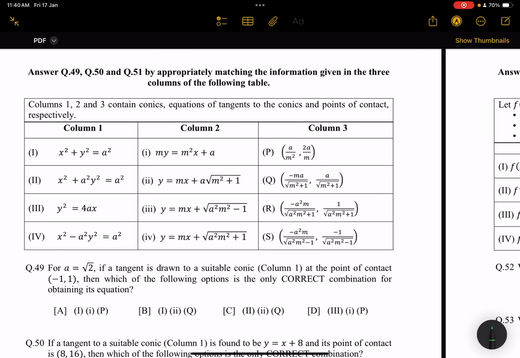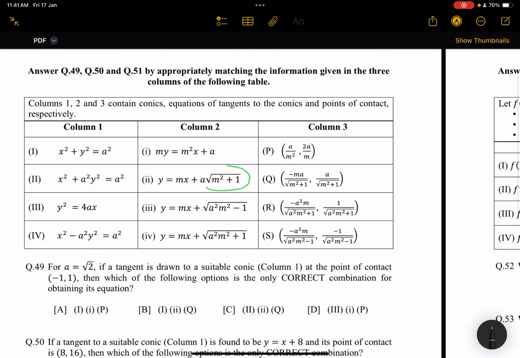Here in the first column, you have different conics given. This is a circle, this is an ellipse, this is a parabola, and this is a hyperbola. In column 2, we have the tangent equations given. In column 3, the corresponding points of contact at which the tangent touches the conic section. If you carefully observe column 2 and column 3, we can easily match them. If you see this expression, you can see the same expression under root m square plus 1 here.